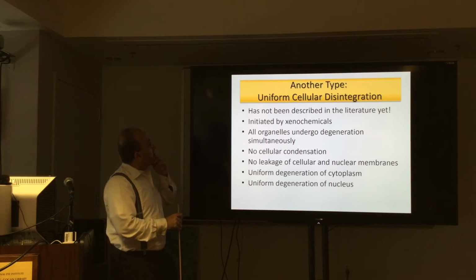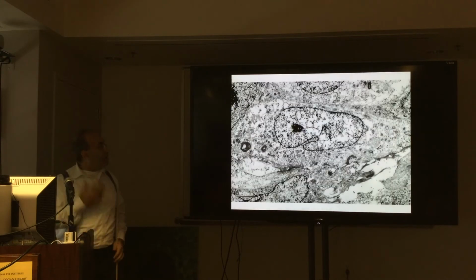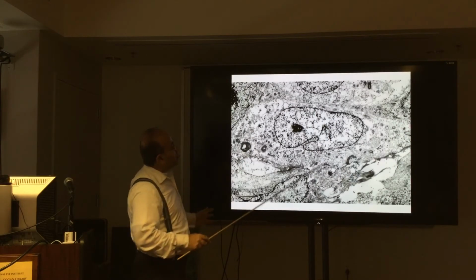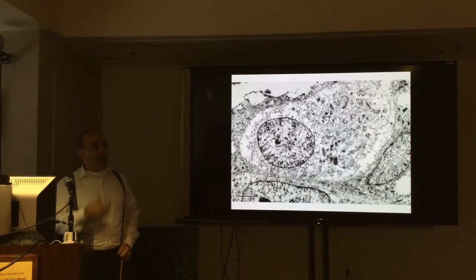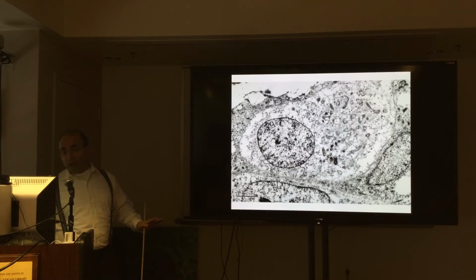This is a cell disintegration that we found when we did some treatment in collaboration with some people at Georgetown. And basically, what you see is that everything in the cell undergoes disintegration. The nucleus at the same time, and there is no rupture. The cell just dies in its place, okay? And it's a gradual process, so it's not like a necrosis where it happens at once. This is a gradual process where the treatment killed the cells in a uniform way.